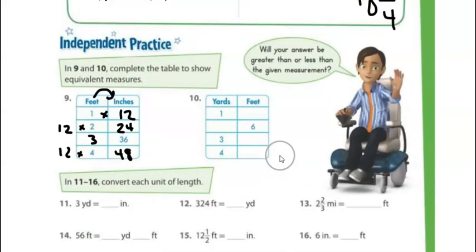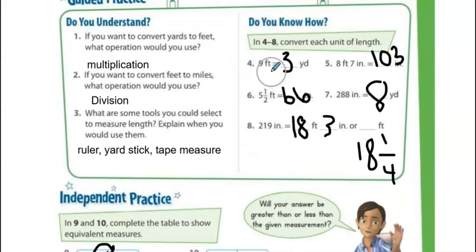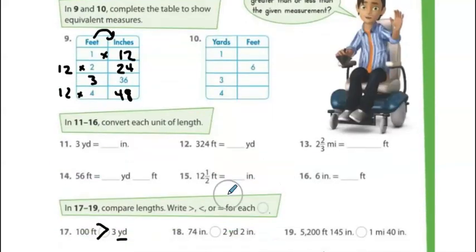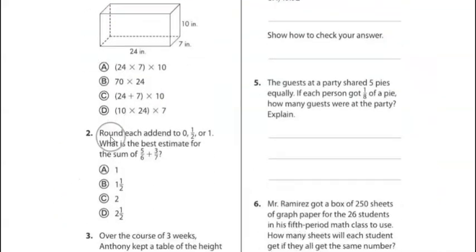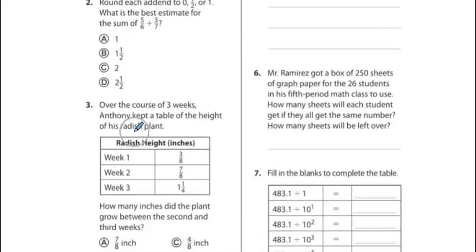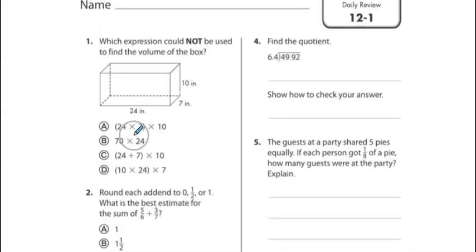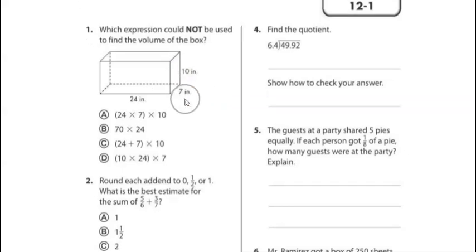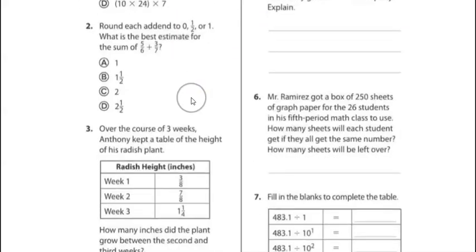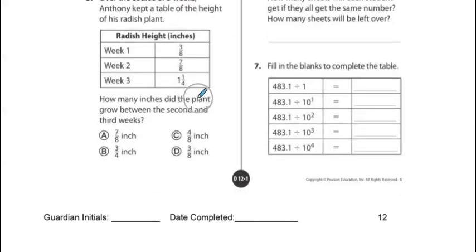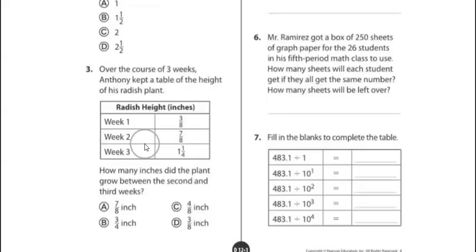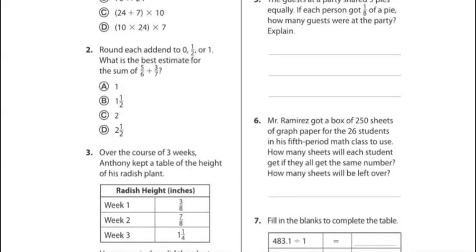On 11 through 16, it's going to be the exact same thing as we did on 4 through 8. Again, that second page, page 12, is just going to be that daily review. So you have a majority of just kind of that review material that we've been talking about throughout this entire school year. So this should just be kind of a quick review for you to challenge your brain.